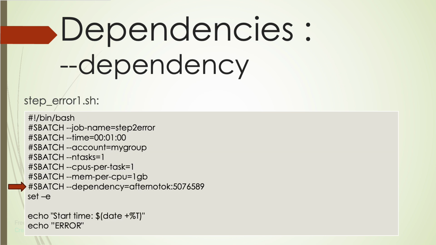This is the content of steperror1.sh, the script that should run if step 1 fails. It just prints the time it started running and that there was an error. The code of steperror2.sh would have the same header except for the job name and the job ID of the dependency.